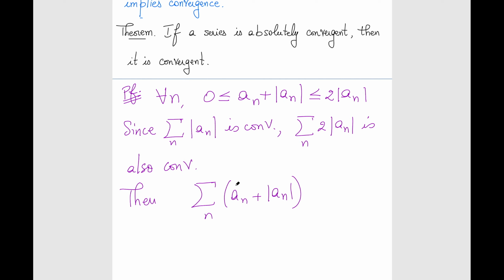Okay, so let's try it again one more time. This series, whose terms are an plus absolute value of an, are on one hand non-negative. On the other hand, they are bounded above by terms of a convergent series. So by the direct comparison test, that series is going to converge. So it's convergent by the direct comparison test, right?